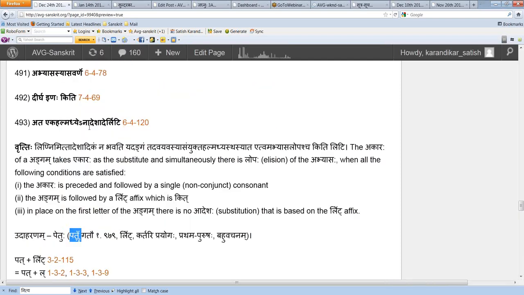Then anadeshadir liti. In lit prayogaha, if there's going to be no adesha for the adi hal in the abhyasaha, in this case the pakaraha of pat, if it does not take any adesha in the abhyasa, see, abhyasa adesha mostly comes by kuhoschuhu and abhyase charcha, which is 7462 and 8454. That will not apply in this case. So those are the two rules mainly which do the adeshaha. The adesha should be based on the lit pratyaya.